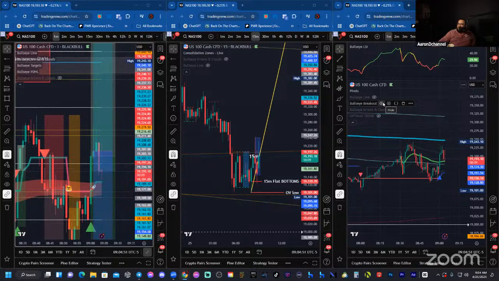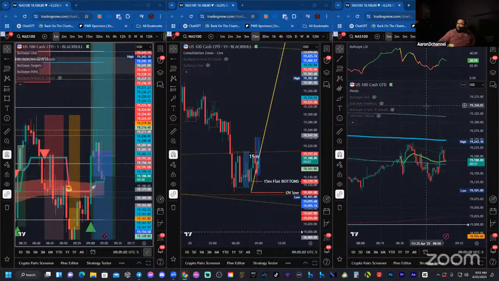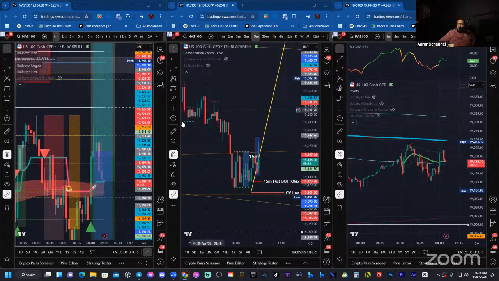What is that bullseye breakout tool you're using? Just experimenting with a new tool. It's called a bullseye breakout. Actually really dope.